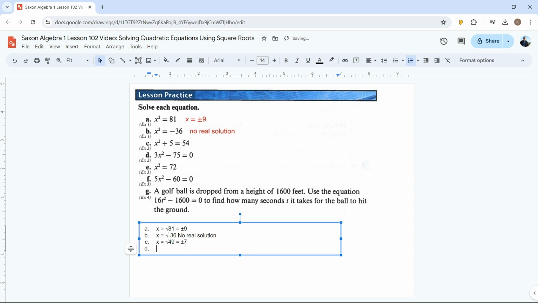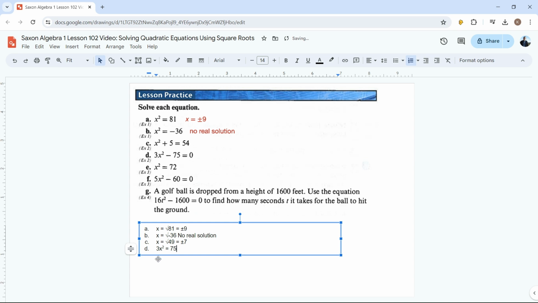Very important to remember the plus or minus. Letter D. Okay, how am I going to do this one? I'm going to start by adding 75 to both sides. We're going to have 3x squared, and that equals, let's see, I'm adding 75 to both sides, so it equals 75.